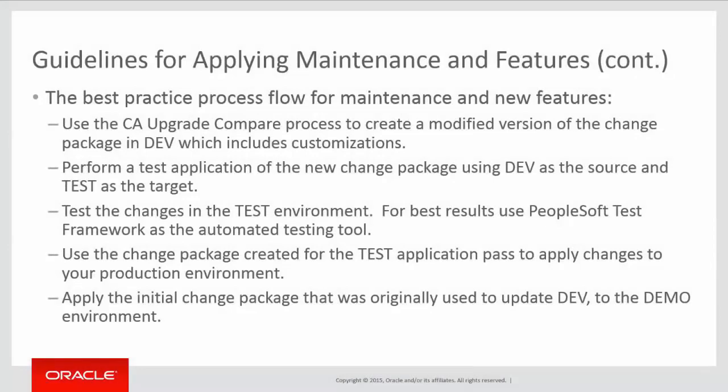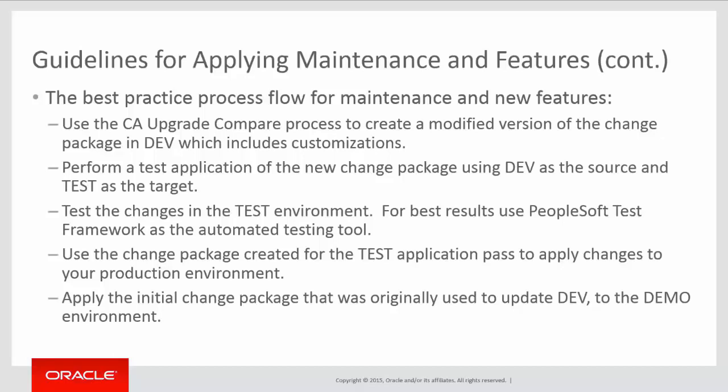When you've finished with all the customization retrofit in the dev environment, use the Change Assistant Upgrade Compare process to create a modified version of the change package from dev that includes new maintenance and your customizations. This will be used to migrate changes and customizations to the test environment. You'll use the test environment to perform the test application of the new change package using dev as the source and test as the target. Once these changes are in, regression testing can begin.